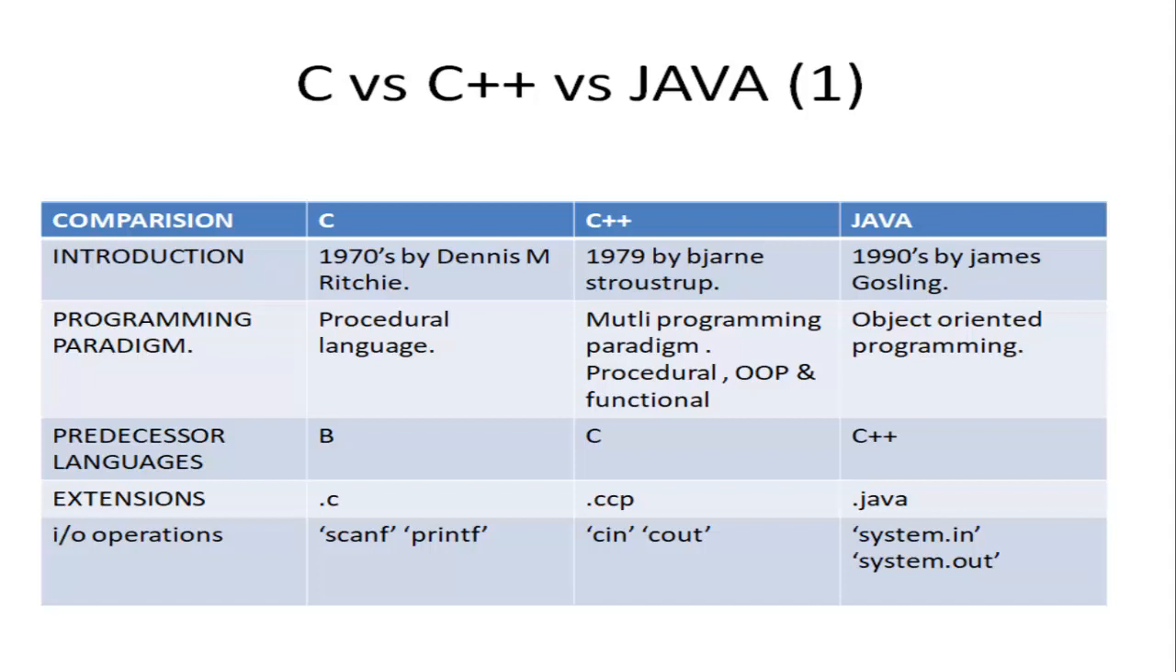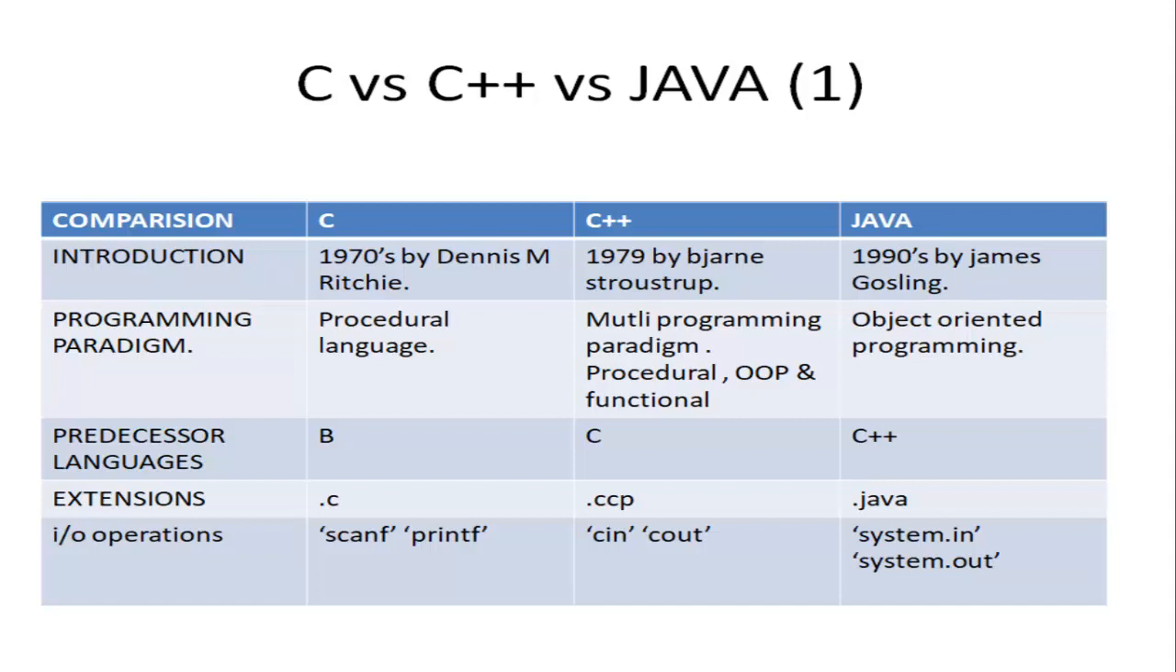Next, predecessor. The immediate predecessor of C is B, created by Ken Thompson as part of early development of the Unix operating system. B was in turn based on the language called BCPL, Basic Combined Programming Language, intended for writing compilers for other languages. Predecessor of C++ is C. C++ is an extension of C language with classes. Predecessor of Java is C++.